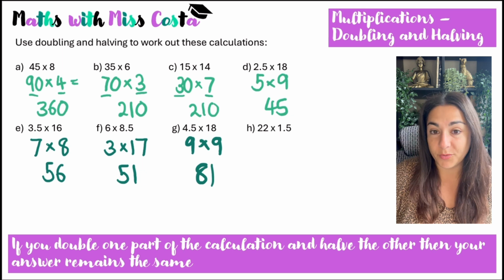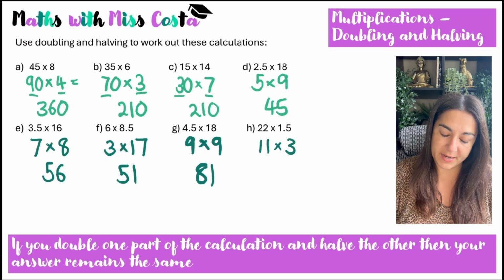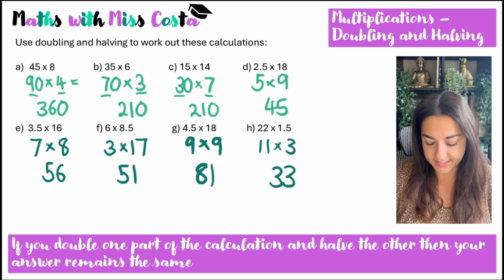And finally, I've got 22 times 1.5, so I'm going to want to double the 1.5, so that would become 11 times 3, which is 33.